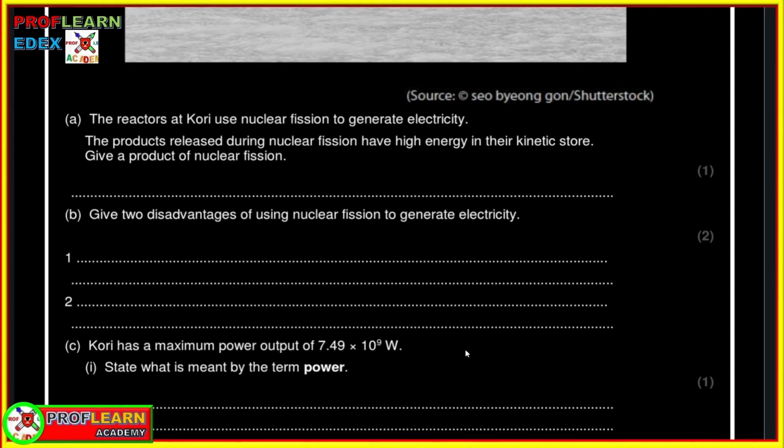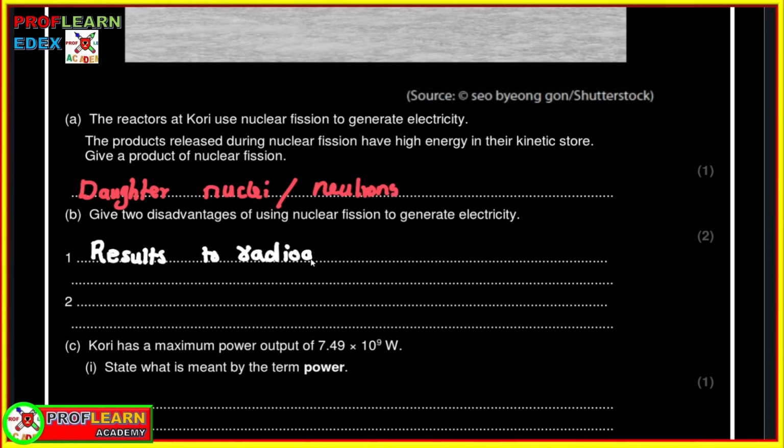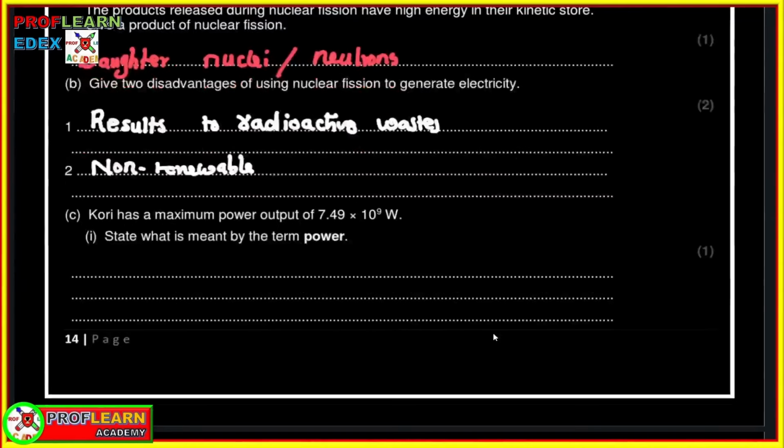So some of the disadvantages of nuclear fission is that we have nuclear energy waste, radioactive waste, and also this kind of energy resource is also non-renewable. It can be used up.